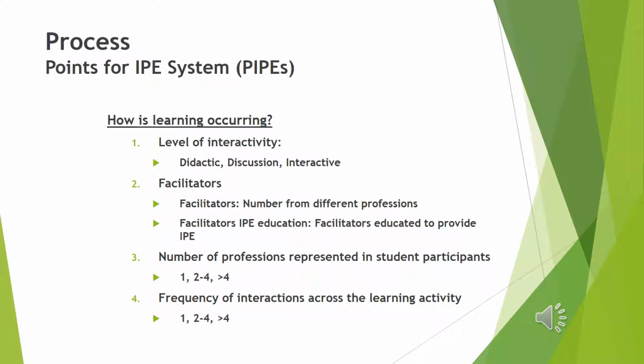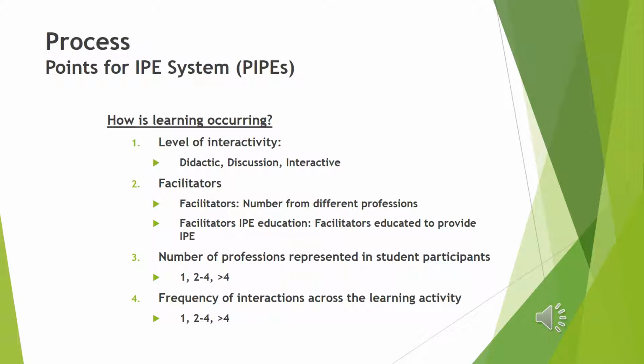The first of the 2 categories that we're going to talk about today is process. The Delphi study determined process to identify how learning is occurring, and the 4 criteria they identified within the category of process are level of interactivity, facilitators, number of professions represented in student participants, and the frequency of interaction across the learning activity. So in the first criteria, level of interactivity, the system asks, was the course didactic?